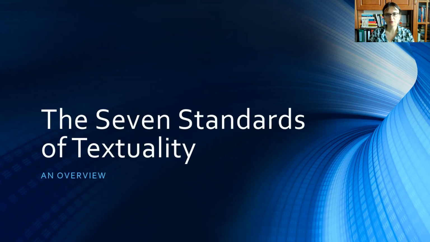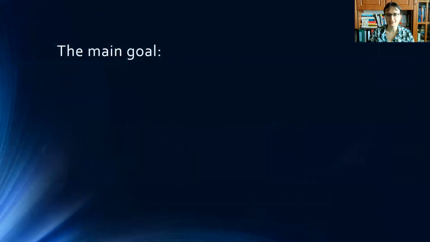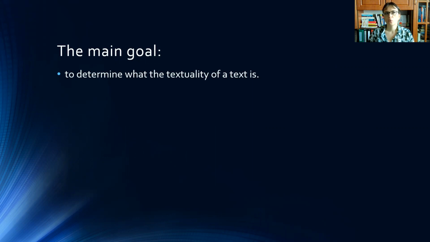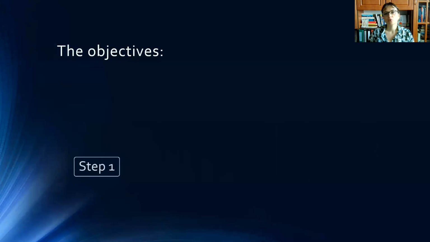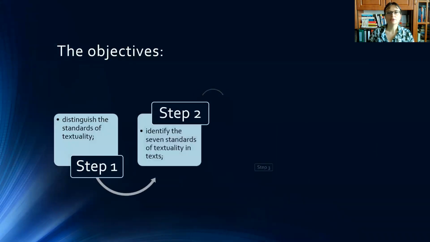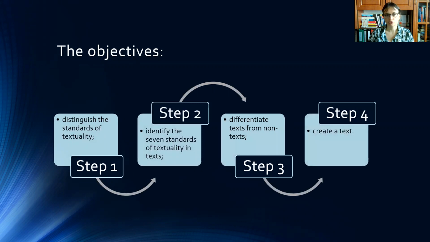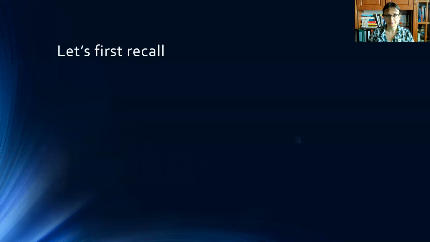It's our second lecture, and today we are going to overview the 7 standards of textuality. The main goal set for the lesson is to determine what the textuality of a text is. That is, what makes a text to be considered a text, what its texture is made of. So by the end of this lesson, you should be able to distinguish the 7 standards of textuality, identify the 7 standards of textuality in texts, differentiate texts from non-texts, and produce your own texts.